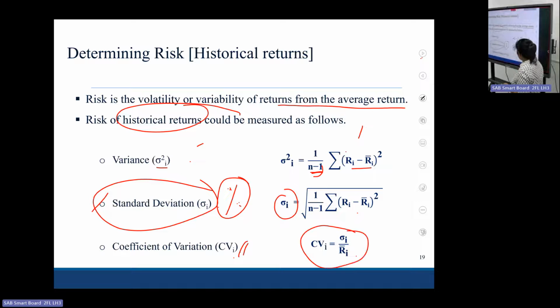Look at the formula. The coefficient of variation is calculated as standard deviation divided by average return. Suppose the coefficient of variation is, say, 1.2. So what does it mean? It is the risk per unit of return.